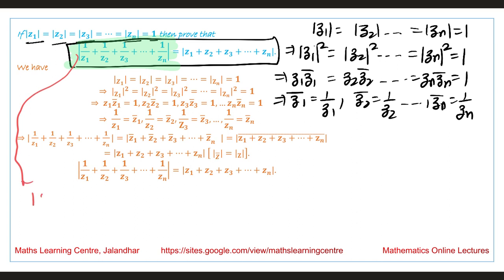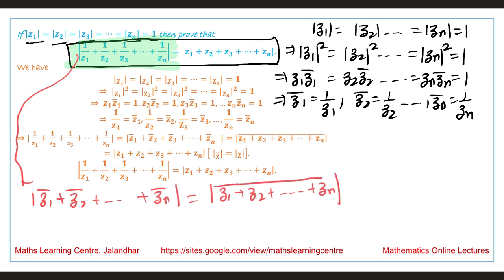This will become mod of z1 bar plus z2 bar, conjugate, plus so on up to plus conjugate of zn. This is equal to, we can write it is z1 plus z2 plus so on up to plus zn whole conjugate, and this is equal to mod of z1 plus z2 plus z3 so on up to plus zn, and this is what we have to prove.